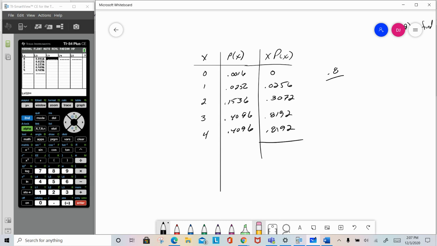So what I can do is put them, notice I've already got them in my calculator, into L1 and L2. My L1 is the 0, 1, 2, 3, 4. The L2 is 0.0016, 0.0256, and so on. And I want to find the mean and the standard deviation. So actually, let me tell you about what this information is.